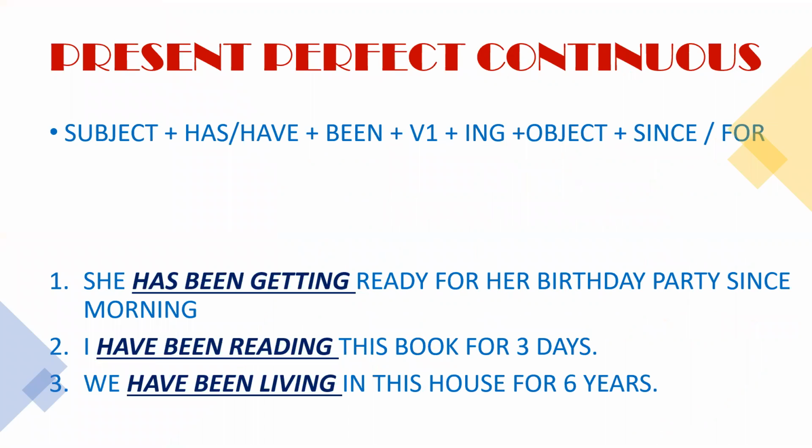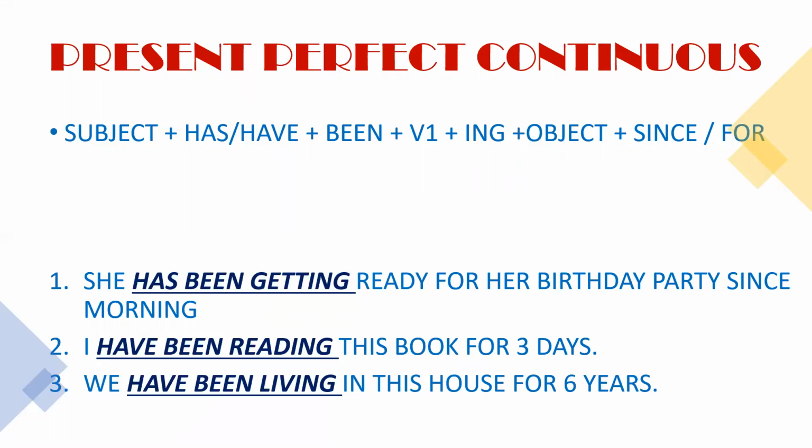Then comes present perfect continuous. Always remember, present perfect continuous tense will always have since and for in it. And it is the addition, so it will have verb ka first form ing and has or have. She has been getting ready for her birthday party since morning. Look at her. So long time she takes in getting ready. So she has been getting. So has been and getting, verb ka first form and ing.